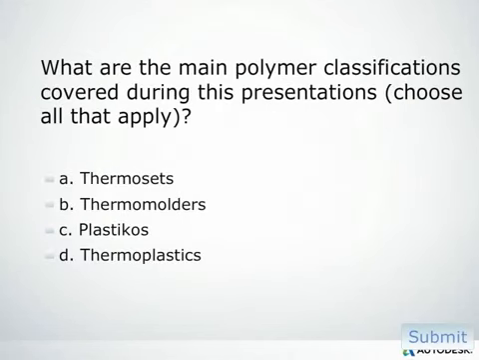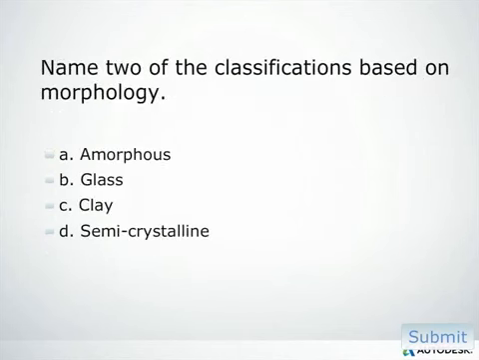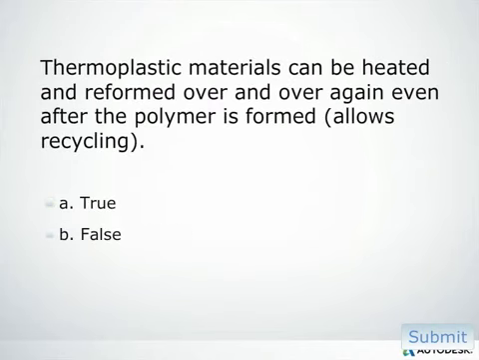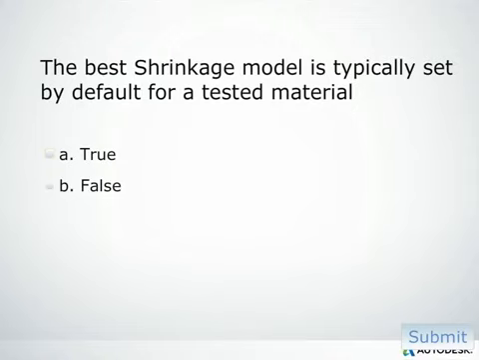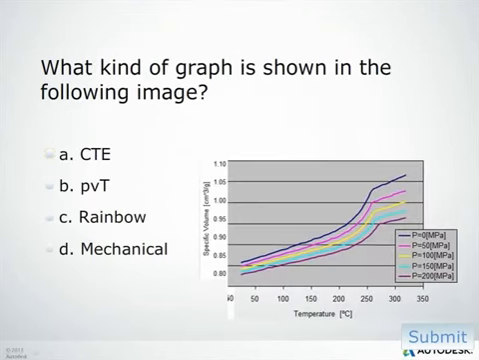Now for a quick knowledge test. What are the main polymer classifications covered during this presentation? Please choose all that apply. Name 2 of the classifications based on morphology that we discussed earlier in this presentation. Thermoplastic materials can be heated and reformed over and over again even after the polymer is formed, which allows recycling. Is this true or false? The best shrinkage model is typically set by default for a tested material. True or false? What kind of graph is shown in the following image?